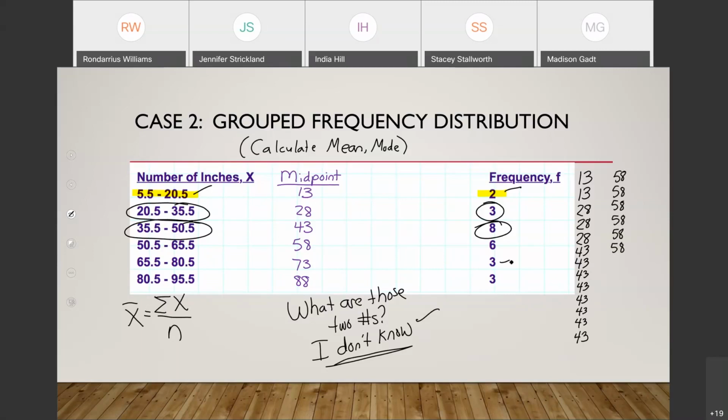Right, 3 numbers in the next class. Those 3 numbers are what? 73. And then finally, there are 3 88s. Okay, so that is what my data set now looks like.